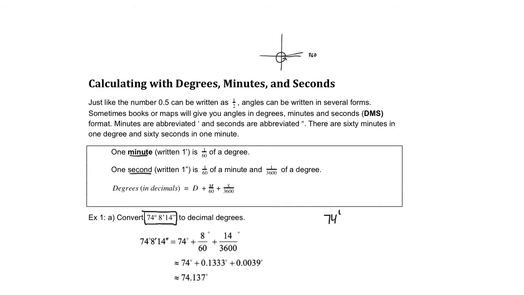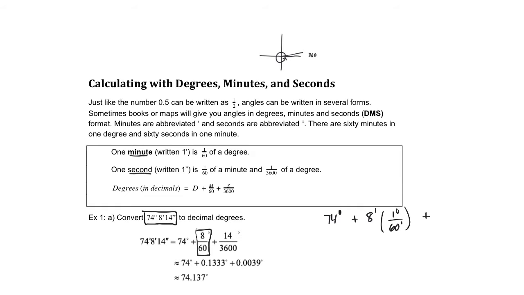So 74, that's already in degrees, so we're good to go. But 8 minutes, that is 1 degree is the same thing as 60 minutes. And so if we're trying to convert, we would just multiply by a unit fraction there. Our minutes would cancel out and we'd be left with degrees. So basically, you just take your minutes over 60, and that's how you convert that to degrees.